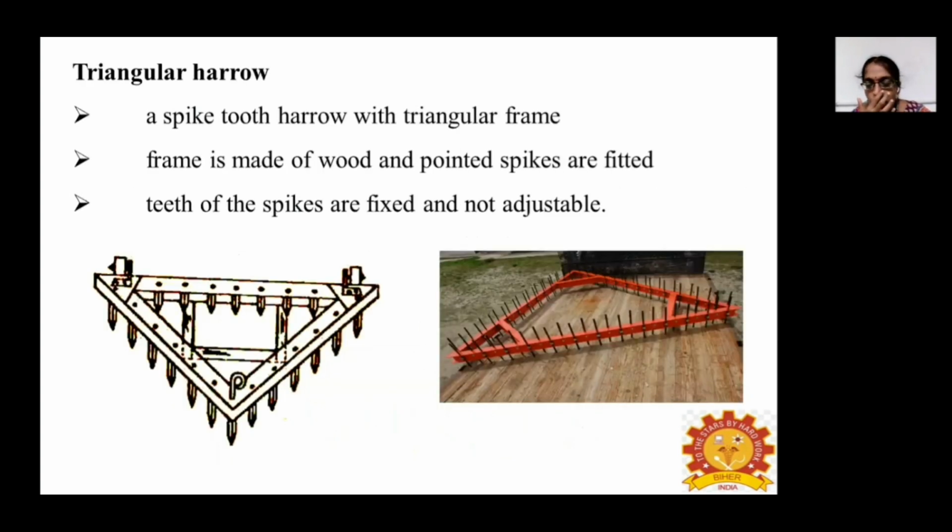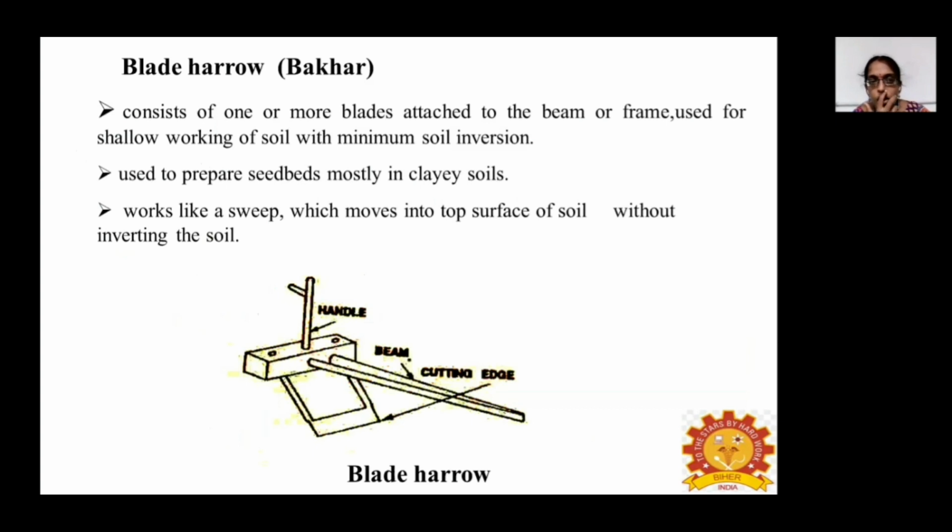And the triangular harrow consists of a triangular frame. It is made up of wood, and it has pointed spikes which are fixed. So it consists of teeth or spikes which are always fixed. It cannot be adjusted.